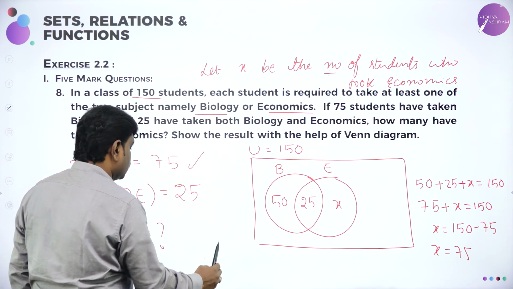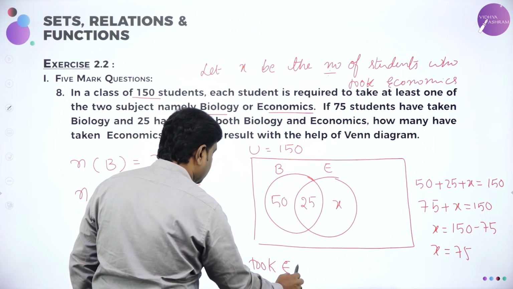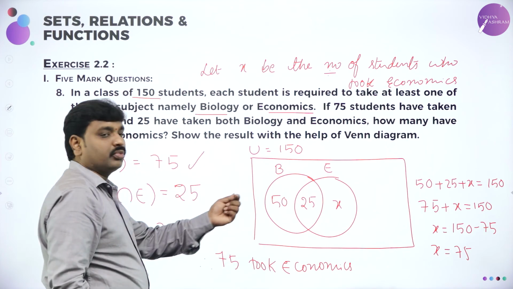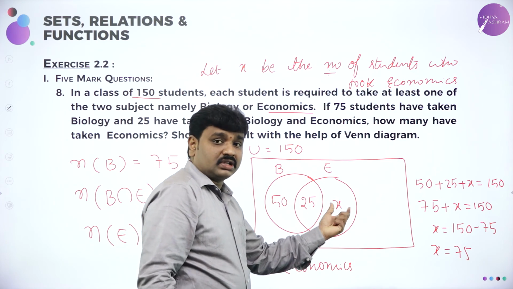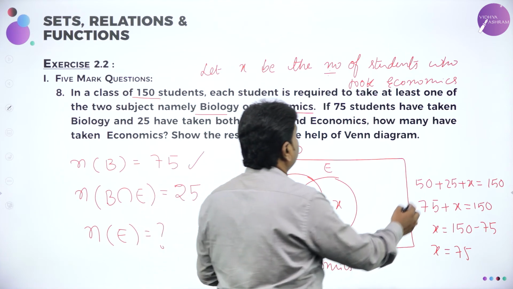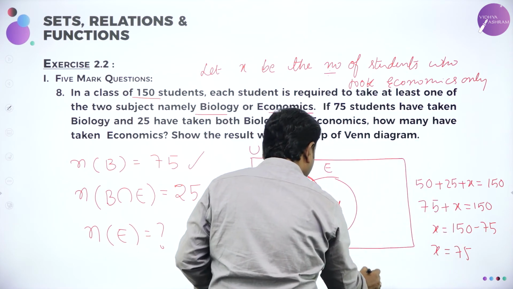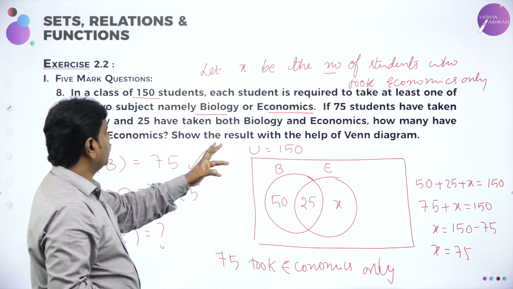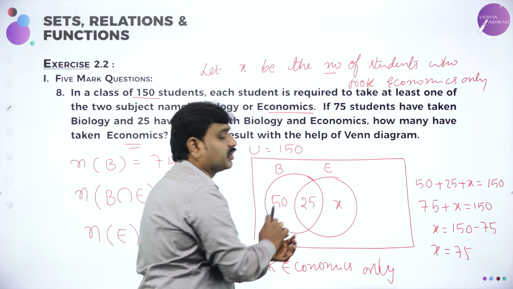Therefore what is the conclusion? 75 took the subject economics. See, in this 75, 25 are in both. So x represents economics only. In this diagram, I have written x here. X means the economics only region. Do they want economics only? No, they want what? How many have taken economics? Economics means what? This put together, 25 plus x.